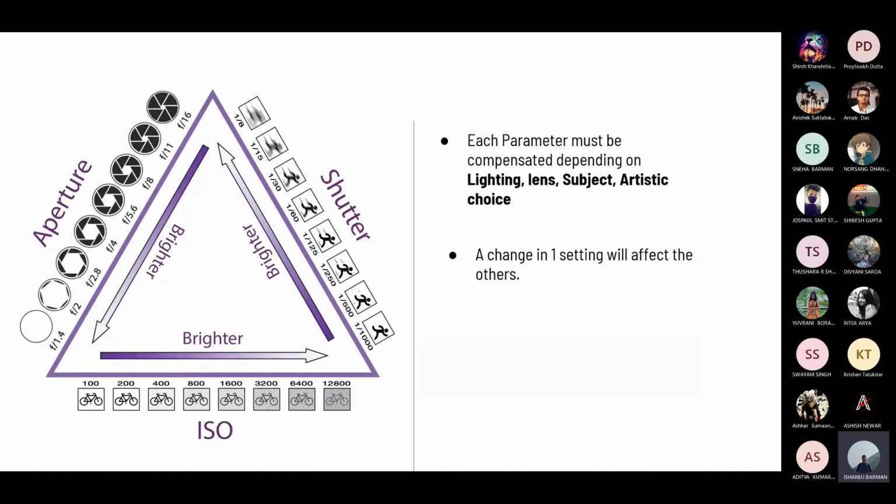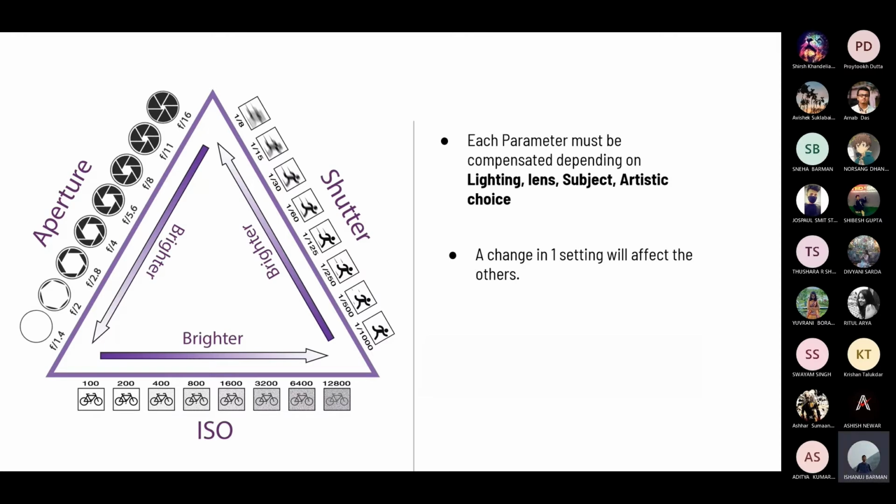That's basically the exposure triangle, which tells the relationship between the three. If you change one parameter, like the shutter speed, you'll have to change the aperture or the ISO to compensate for it. That's the thing.